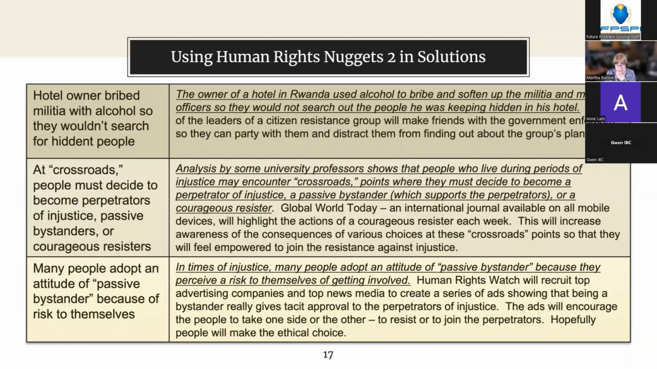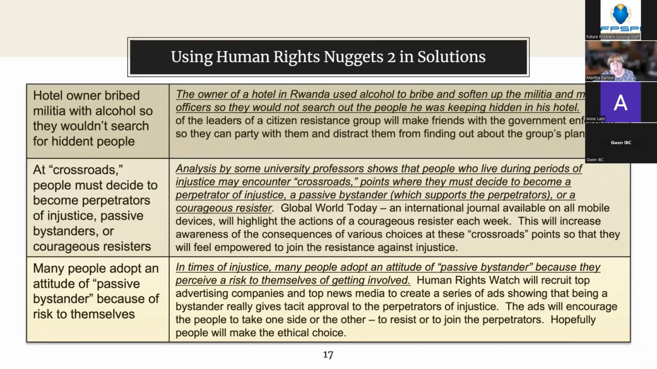Global World Today, which was something we had read about, an international journal available on all mobile devices, will highlight the actions of a courageous resistor each week, and this will increase awareness of the consequences of the various choices at these crossroad points, so they will feel empowered to join the resistance against injustice. Well, sorry, I got a frog in my throat today. So those are examples of using them in solutions.